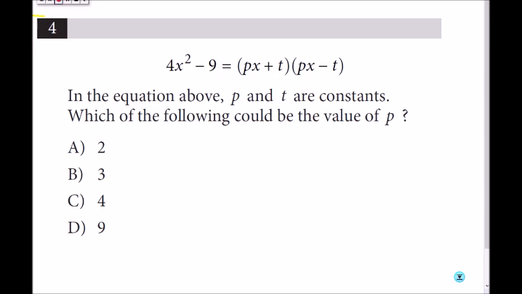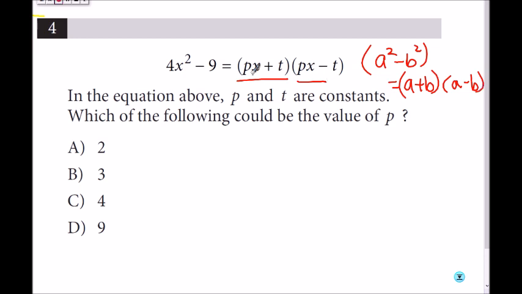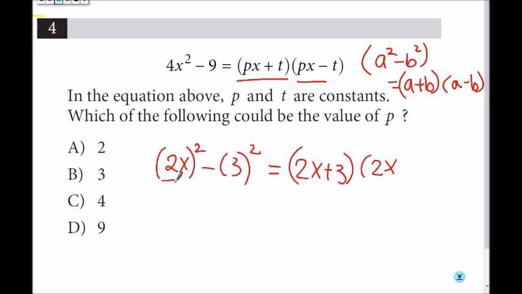Number 4, in the equation above, P and T are constants. Which of the following could be the value of P? As you can see, the difference of squares: A squared minus B squared equals A plus B times A minus B, right? I see plus and minus there, same thing, and I see the difference of squares here, which is 2x squared minus 3 squared. So what is P? It's 2x plus 3 times 2x minus 3. So P is the coefficient of x, which is 2. T is 3, but it's asking for P, which is 2.